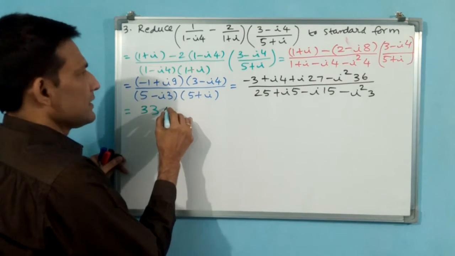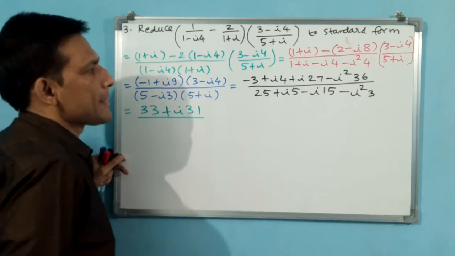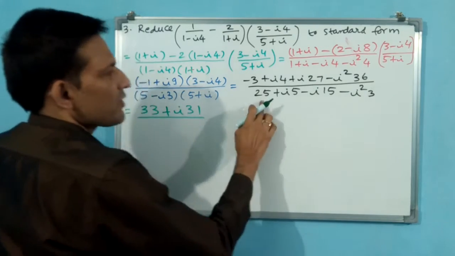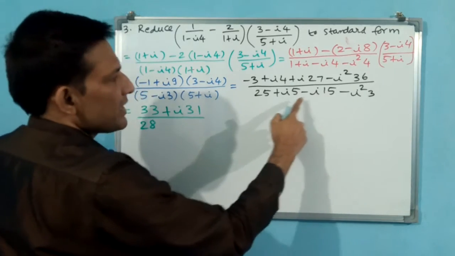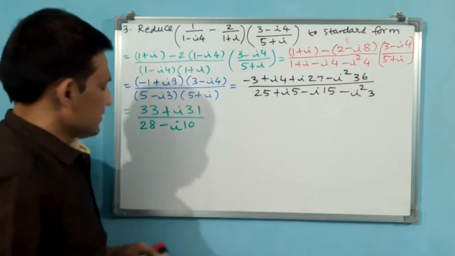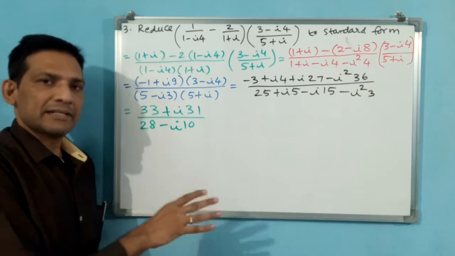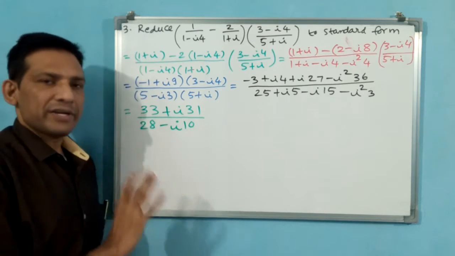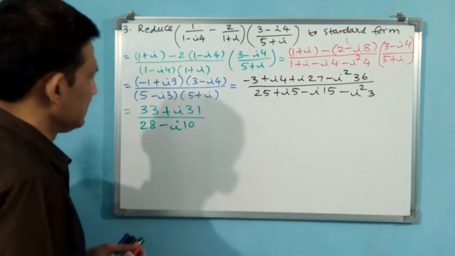27 plus 4, 31. Plus I 31. Divided by. See, I square value is minus 1, minus of minus plus, plus 3, 25, 28. Minus 15 plus 5, minus 10. Minus I 10. See, until now, if you got this answer, then you are going in the correct direction. Now, answer is going to come: 33, 31, 28, 10. But because I have done this question 4 times, or else you are not going to get the answer.